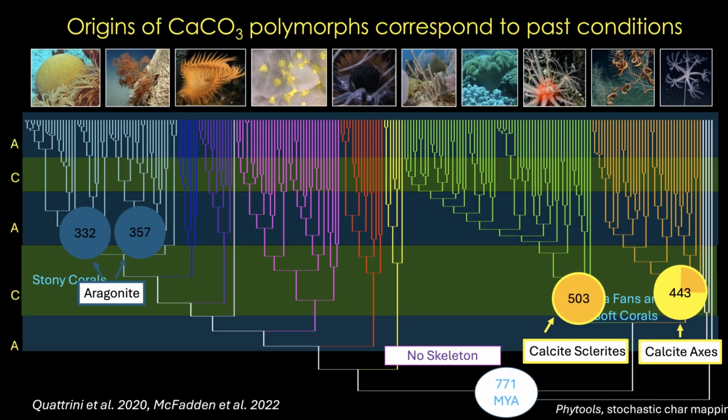So overlaying those intervals of aragonite and calcite sea states, you can see that there is a pretty good correlation between when we see the origins of those different calcium carbonate polymorphs and those sea states. I also want to mention that, 770 million years ago, the most recent common ancestor of all Anthozoa likely didn't have a skeleton. And this was really a high temperature, high CO2 world before the snowball Earth happened. And again, a time that is not conducive to forming calcium carbonate skeletons.